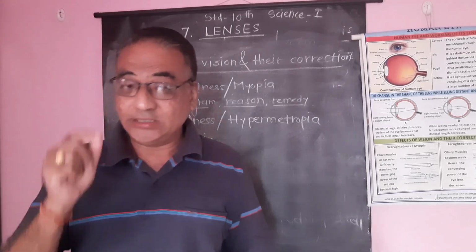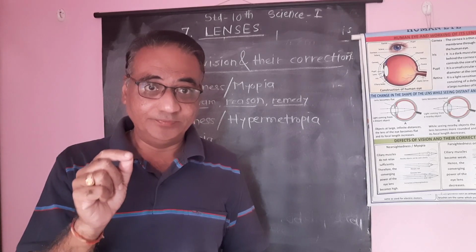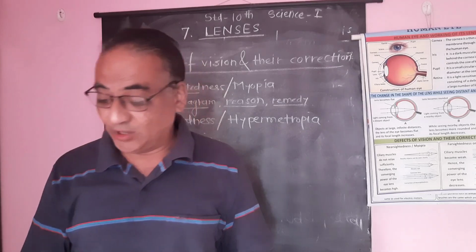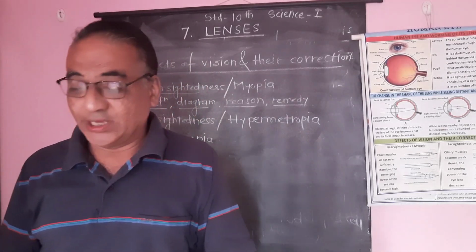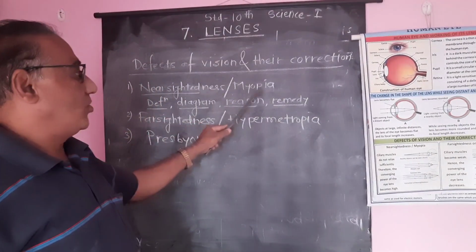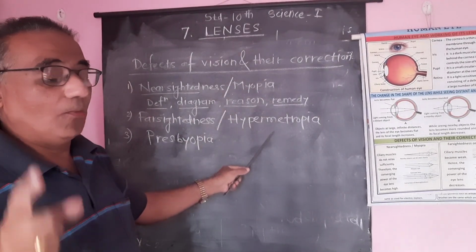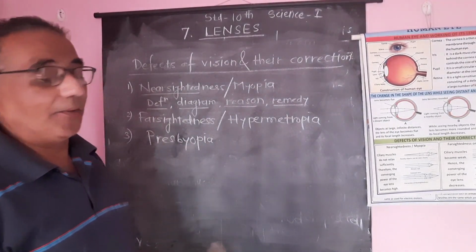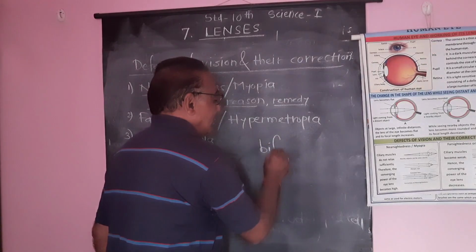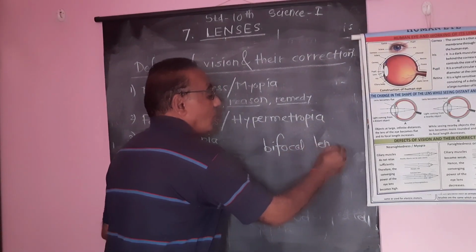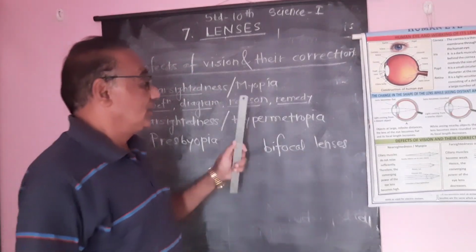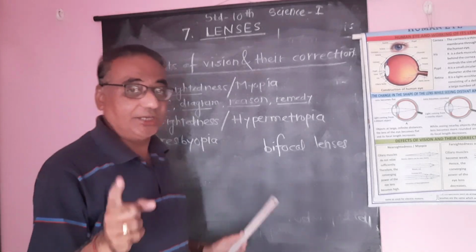This defect generally depends upon the age factor, where the lens loses its ability to change its focal length. Both types of defects, myopia and hypermetropia, are observed, and for that we have to use lenses known as bifocal lenses. That is, we can use a concave lens as well as a convex lens to correct that defect. It is a defect due to the age factor.